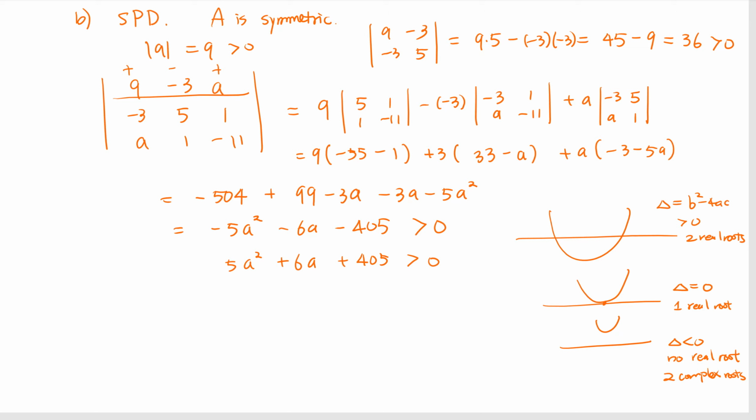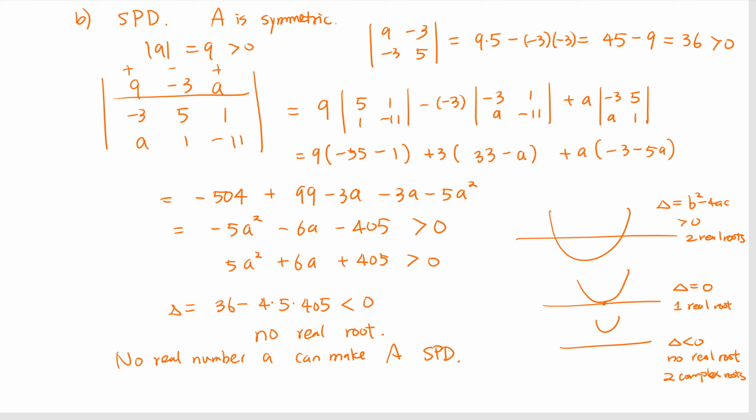Okay, look at this one. Well, the discriminant is b squared, 36, minus 4ac. For sure, this is negative. So, no real roots. Okay, so no real number a can make this matrix symmetric positive definite.